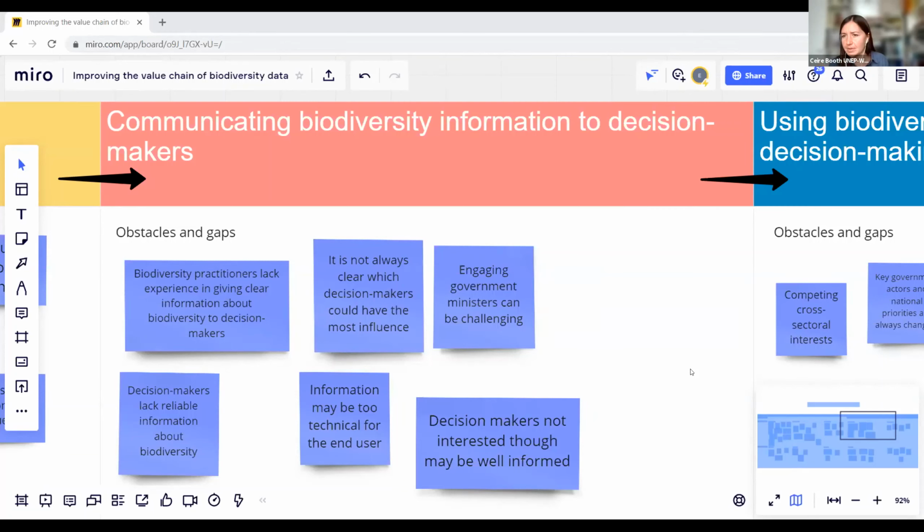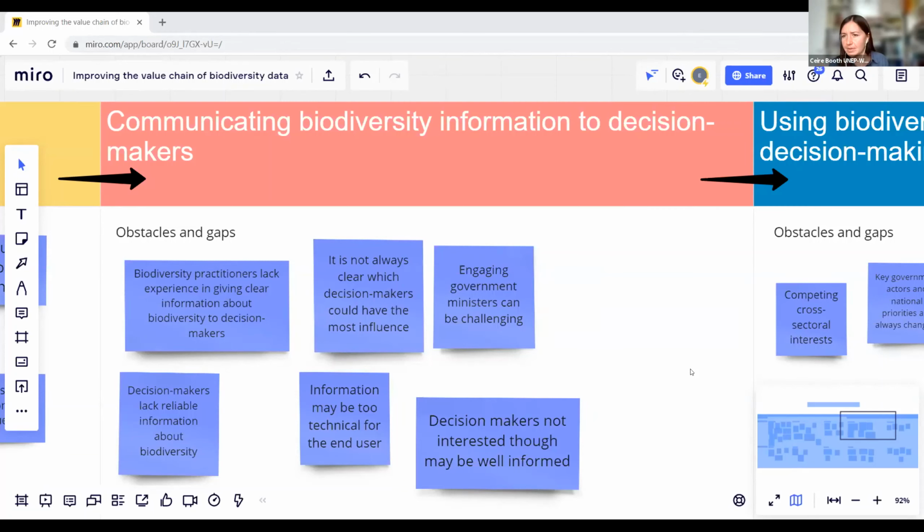Key government actors and national priorities are always changing. And again, this has come up, but I think it's such an important one. It stresses the point that every single stage of this data value chain is something that needs to be constantly revisited in order to make sure that any data being used is still reliable and current, but also to make sure that the whole data value chain has credibility, right up to the point where government actors are using the information for decision making.